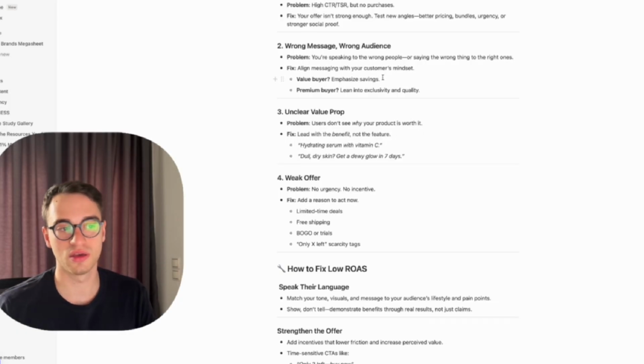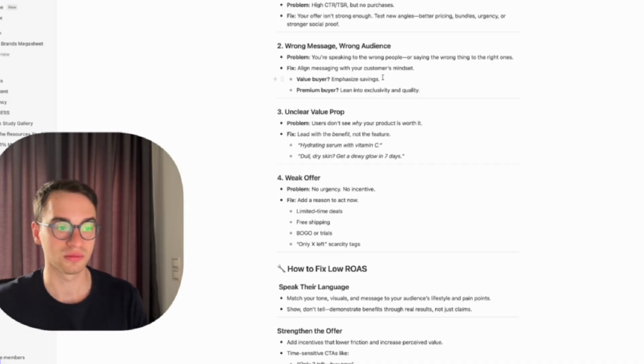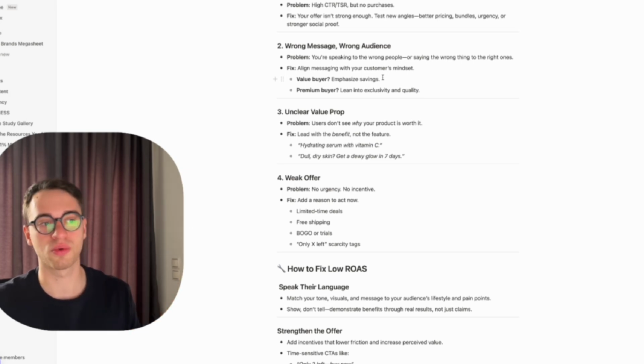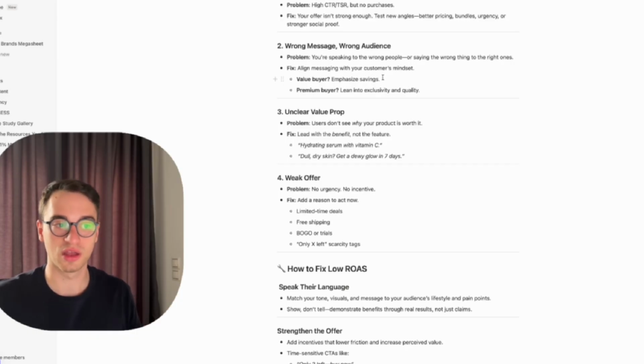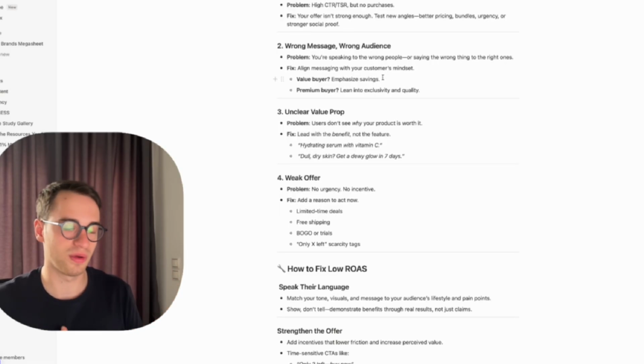And the last piece is around your value proposition and offer. From an e-com perspective, the most important thing will be your product, hands down, then the creative, and then all the other stuff. But we can marry this together and showcase in our ads a clear value prop. You need to showcase why people should actually buy this product, and lead with the benefit, not the feature. For example, instead of hydrating serum with vitamin C, say: dull dry skin, get a dewy glow in 7 days. Really showcase the after effect and the benefit, and speak through the noise, as quite a few brands are going to be saying similar things.